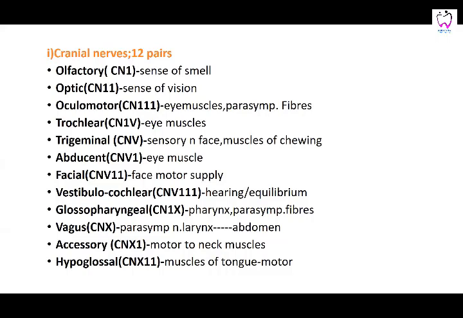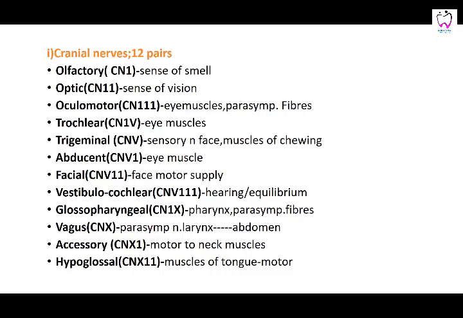Then you have vestibulocochlear, where vestibular is concerned with equilibrium, and cochlear is concerned with hearing. Glossopharyngeal is with the pharynx, and it also has parasympathetic fibers. Vagus nerve is the most important one, starting from the brain, it goes down to the abdomen. So that is why it is called the vagus nerve. It is a long vagabond nerve, and it gives parasympathetic fibers from the brain down till the junction of the lateral two-thirds and medial one-third of the transverse colon.